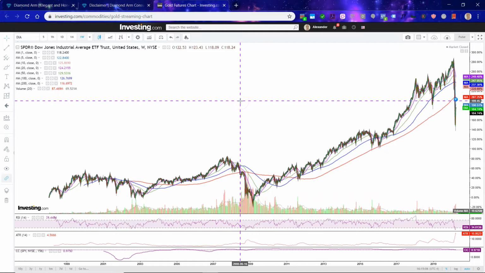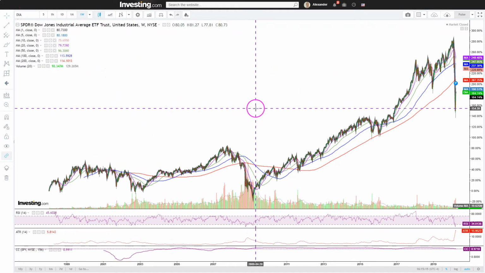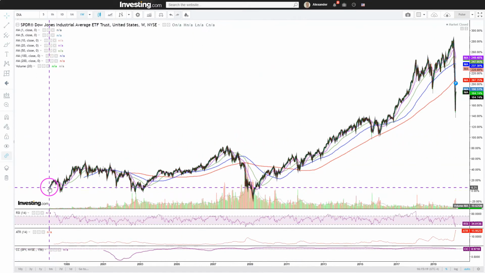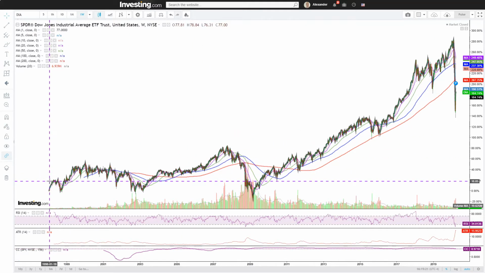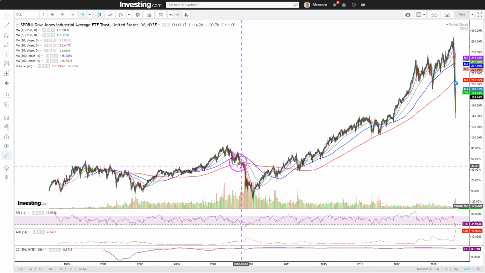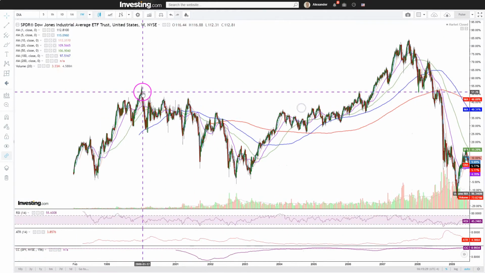So, we are looking at the SPDR Dow Jones Industrial Average ETF. DIA is the ticker. It gives us quite a bit of history. We go all the way back here to 1998, so we do get the dot-com bubble and also the financial crisis. So let's look at some history.